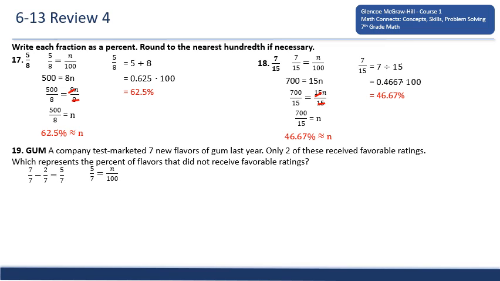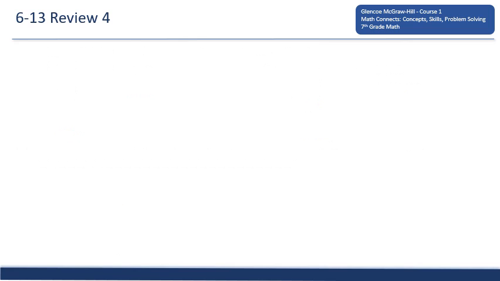So we have 5 over 7 equals n over 100. Cross multiply to get 500 equals 7n. We have 500 over 7 equals 7n over 7. And that's so we can get the variable n all by itself. And then we'll just neaten that up. And now we'll divide 500 by 7, and we find out n equals 71 and 3/7%. And if we divide 3 by 7, we get 71.43% is approximately n.